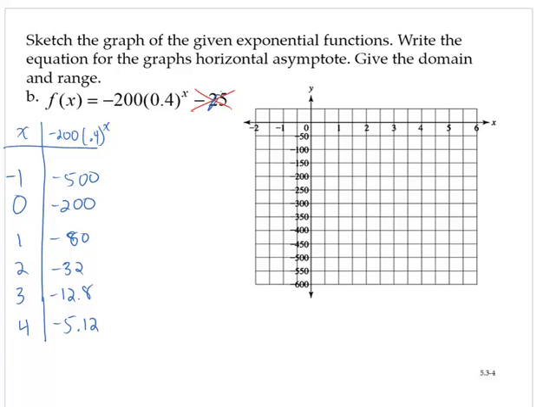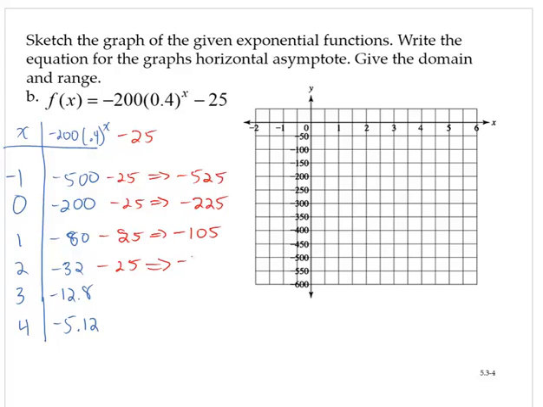Now, let's remember the minus 25. All right, so now let's subtract 25. So that's negative 525. Negative 225. Negative 105. Negative 57. Negative 39.8. I didn't subtract 25. Sorry about that. That should be negative 37.8. Negative 5.12 minus 25. Negative 30.12.